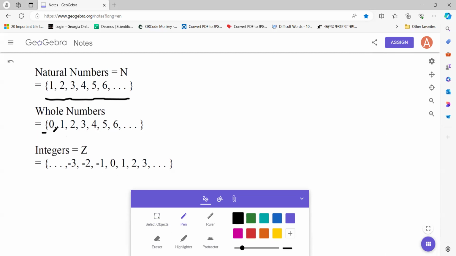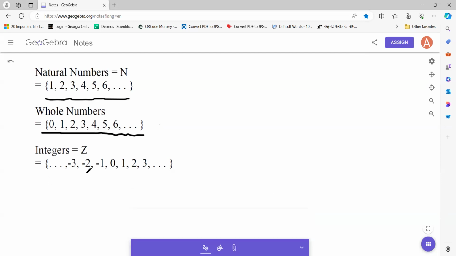What are whole numbers? Whole numbers are these numbers: 0, 1, 2, 3, 4, 5, 6, 7, 8, 9, 10. It goes on and on. The whole number set is basically the natural number set plus the 0 included. And integers are these numbers: 0, plus minus 1, plus minus 2, plus minus 3, so on and so forth.